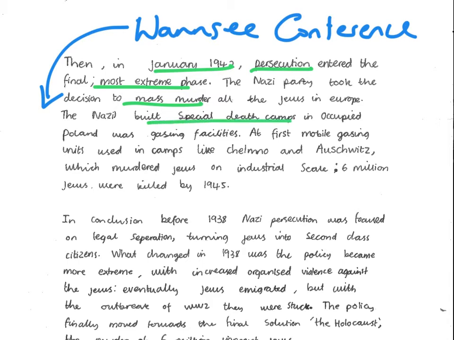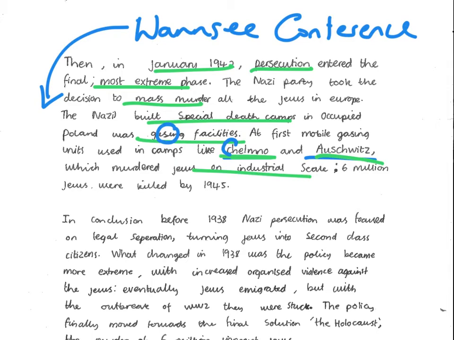The Nazis built special death camps in occupied Poland. You've got the gassing facilities, make sure you get double S for gassing, and you mentioned the names of the camps, Chelmno and Auschwitz. So that should be green. And again, I would just like to see the capitals, just get that correct, which murdered Jews on an industrial scale. That is really, really good, using that phrase, industrial scale.